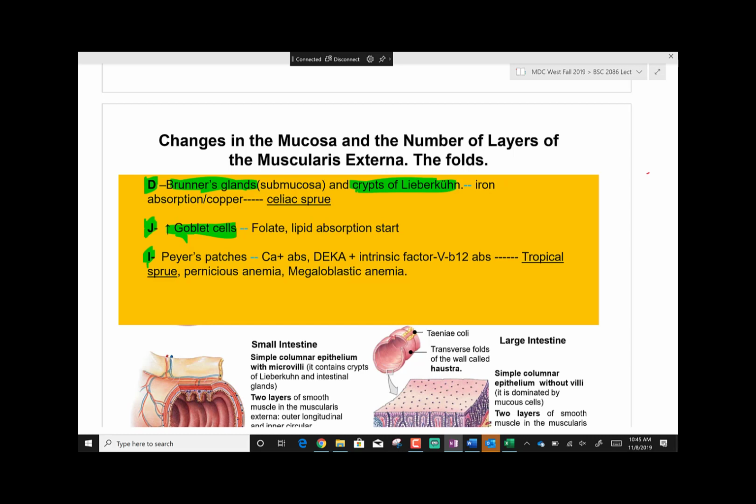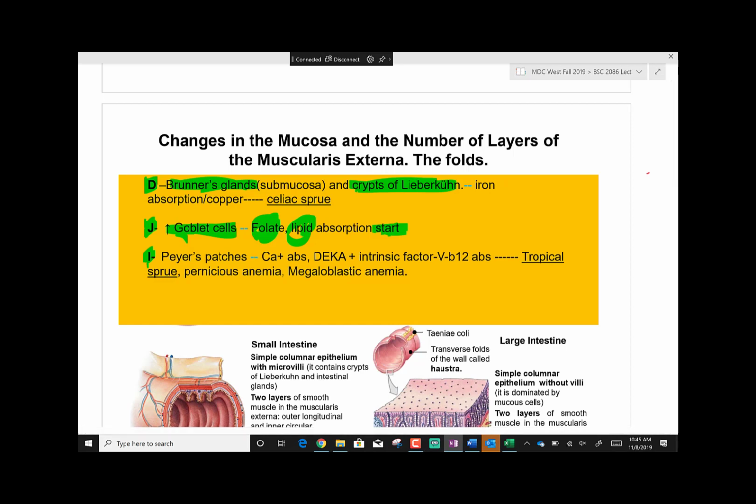So goblet cells. In this portion of the small intestine at the jejunum, you're going to absorb a lot of what? Folic acid, lipids. Absorption, that's where it does what? Starts. So the question could be, what part of your small intestine is the one that is in charge of absorbing lipids? Jejunum and ileum. Starts where? At the jejunum.